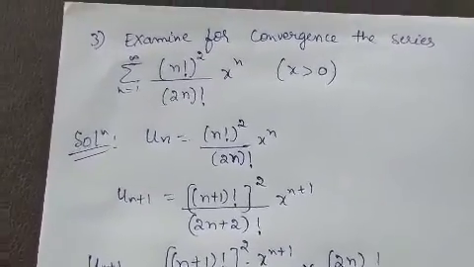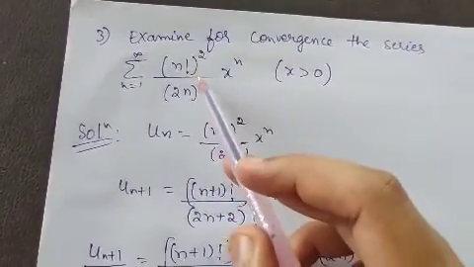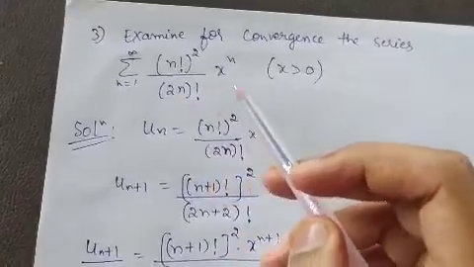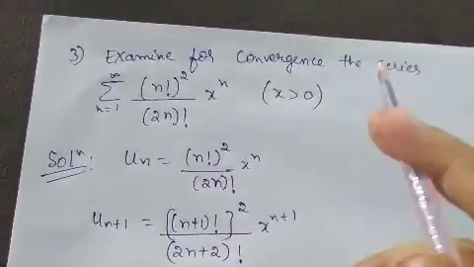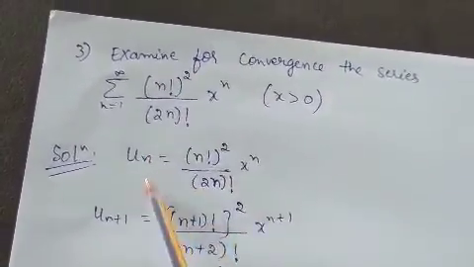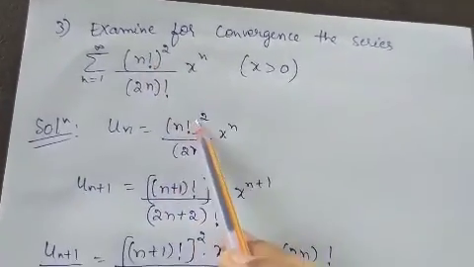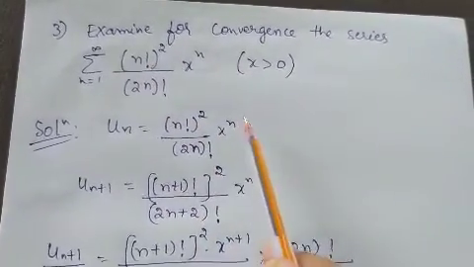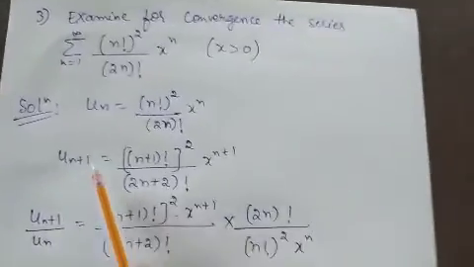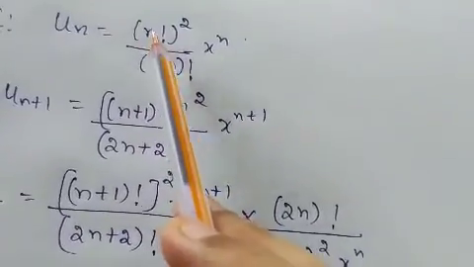Examine the convergence of the series (n factorial) whole square divided by (2n) factorial times x to the power n, where x is greater than 0. Again consider this as un. So what is un? The same thing, (n factorial) whole square divided by (2n) factorial times x to the power n. So what is un plus 1? Un plus 1 means just replace n by n plus 1.